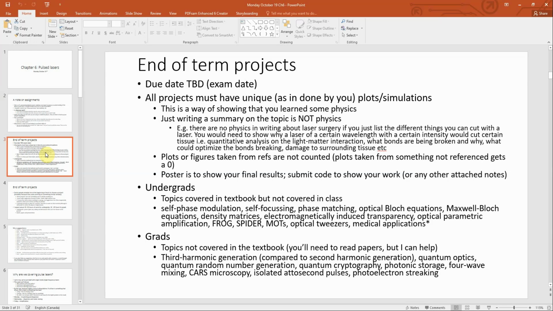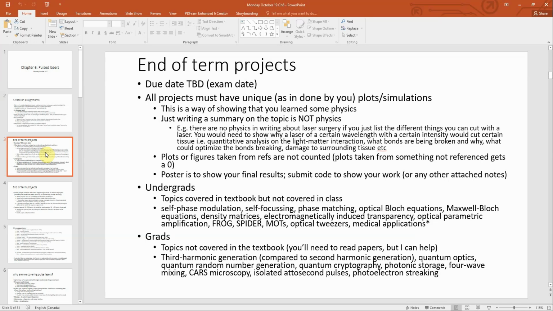Of course, this is physics, so it would be good to have quantitative analysis. If you want to say that you're breaking some bond with this laser, I want to actually see how you're breaking that bond. What could you do to optimize that bond breaking? How could you minimize the damage to surrounding tissue, all that kind of stuff. That's the physics. A summary of the Wikipedia entry of something is not physics, and that won't be counted for very much.